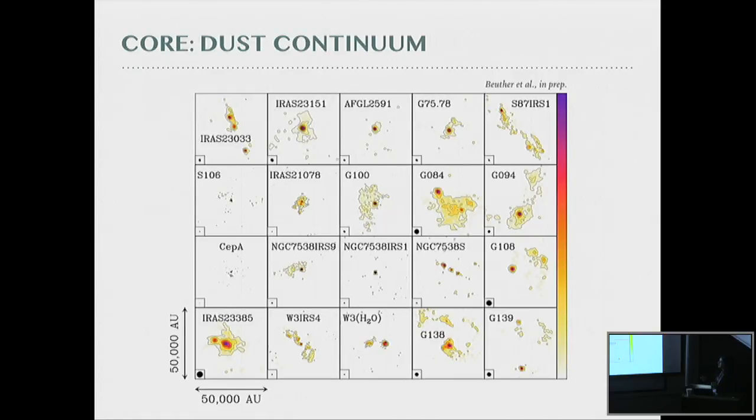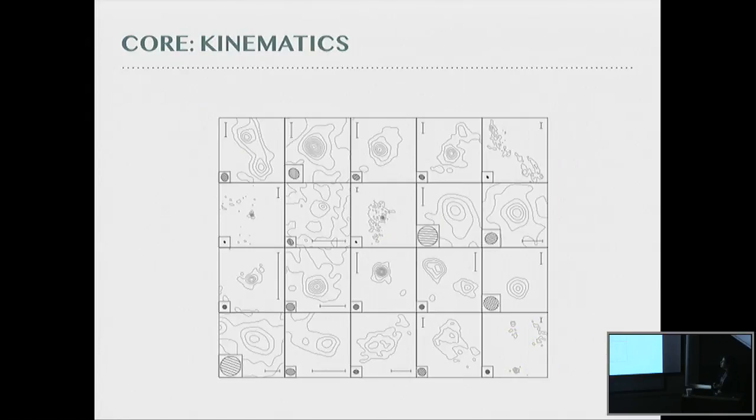Let me zoom in on each of these panels and show you the dust continuum contours. So I've now zoomed in. Here, for example, you see the 2 cores, 1 core, and so on.